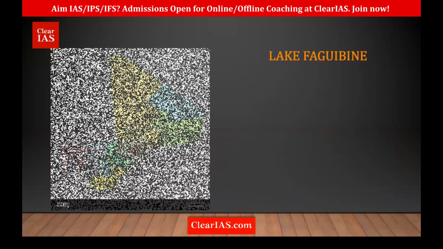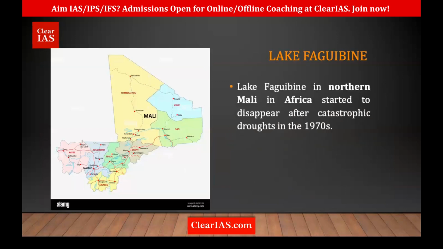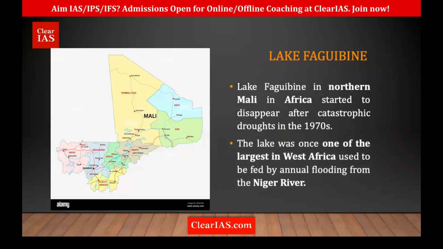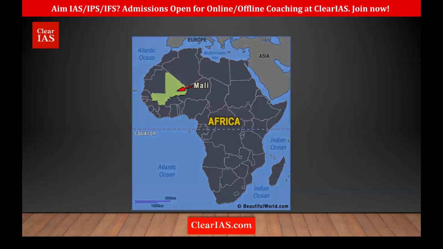Then also a few more lakes. Lake Faguibine is there. Lake Faguibine died out. It is in Mali. There was a catastrophic drought in the 1970s and this lake died out. It was actually fed by the Niger River. Mali is in West Africa. You can see the location of Mali here.